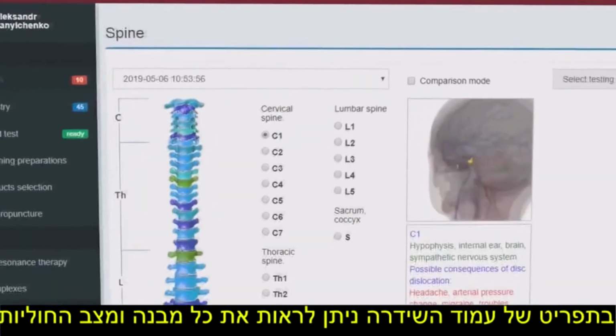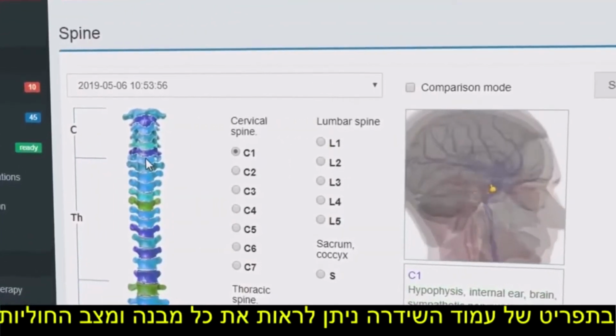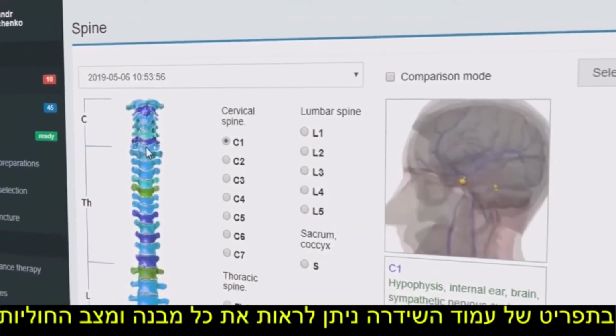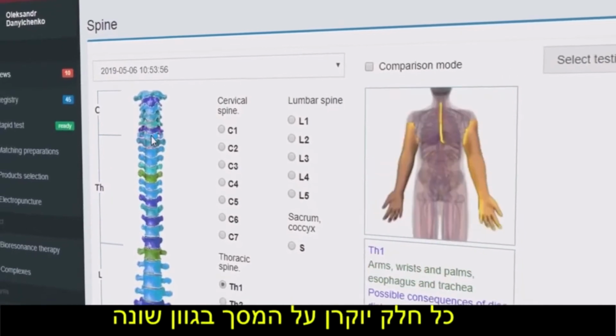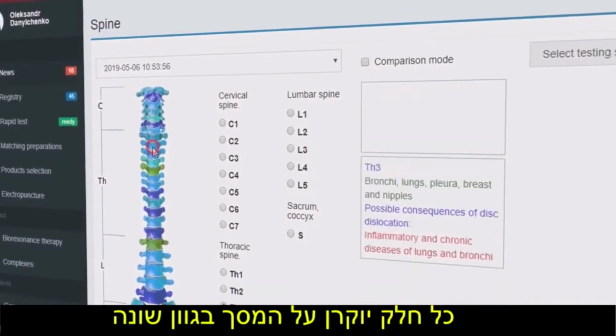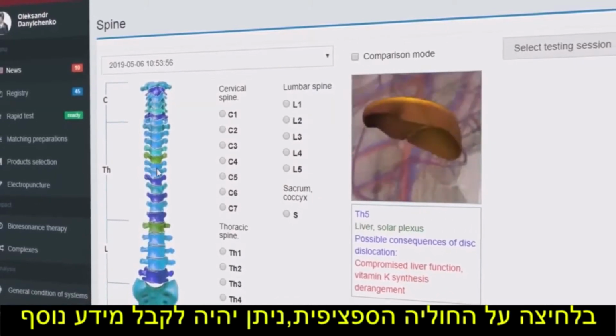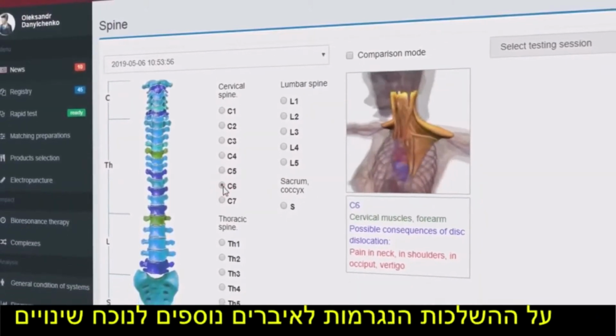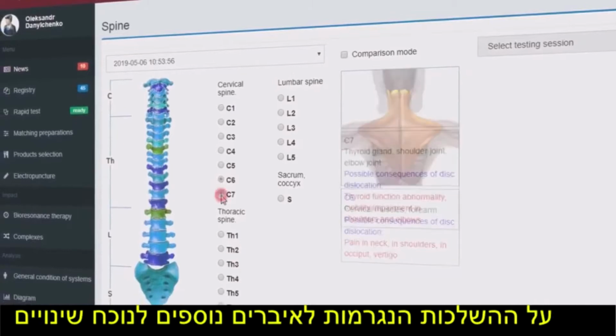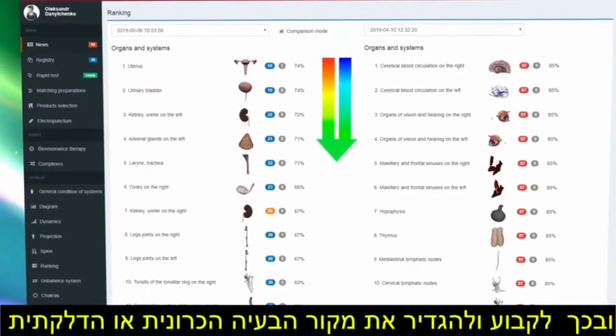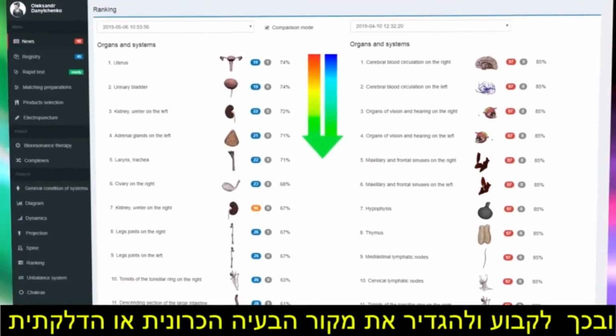In the spine menu section, a diagram of the spine is displayed projecting the condition of organs on the vertebrae. Each vertebra will be displayed in the corresponding color. Clicking on the vertebrae or on their designations, you can see organs associated with it and possible problems on the right when the disc is displaced. Ranking helps to determine the source of an inflammatory or chronic process.